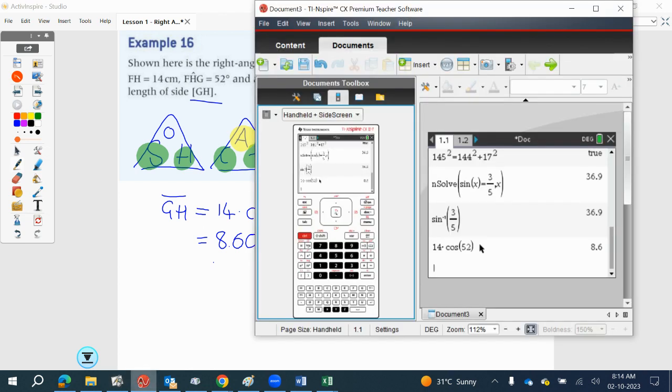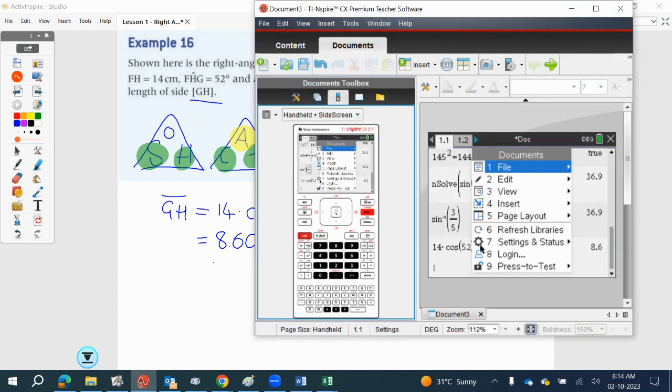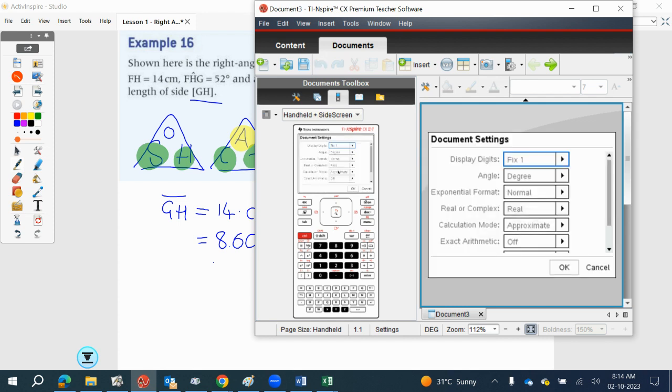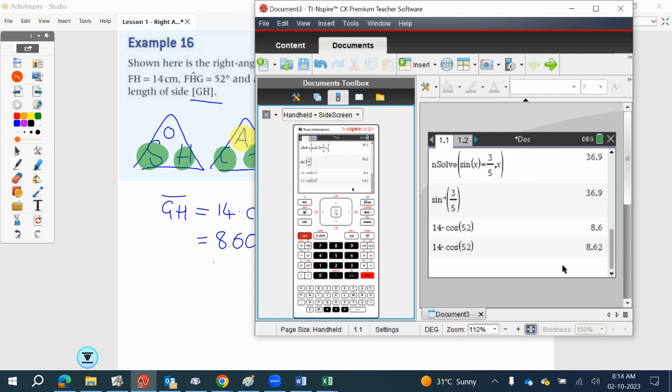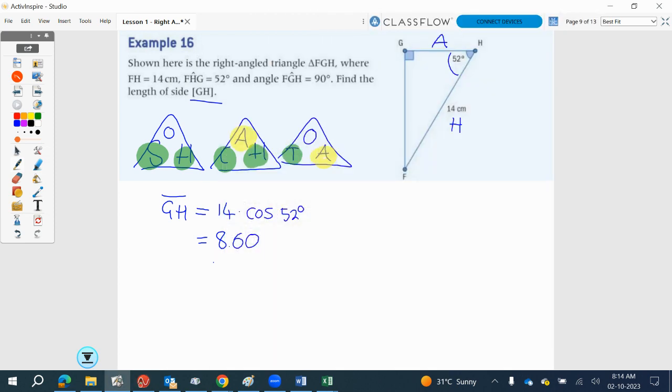Let me just prove that to you. So if I go document 7.2, wait, I was on fixed. Oh no, I wasn't on float. I've been doing AISL, sorry. Okay, 8.62. It is still true that if it was on float 3 and I got 8.6, it would have been 8.60. It's actually 8.62 because I thought my calculator was on float 3, but it's on fixed 1. Good lesson to learn is to check at the start of your lesson which method it is.